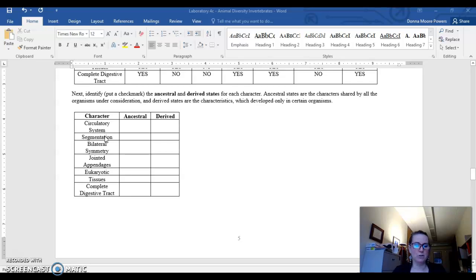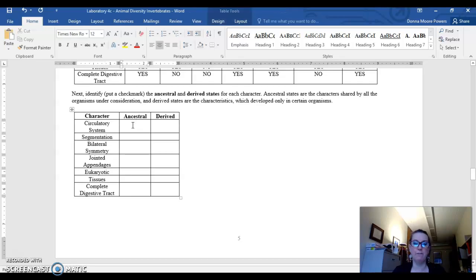When I look down through these characters, I have to ask myself, do all the animals have this character, circulatory system? If yes, then I'm just going to put an X in this cell for it's an ancestral character. If only certain phyla out of the 7 that we looked at have it, then we have to say it's derived. Because not all animals have it, we have to say it's derived.